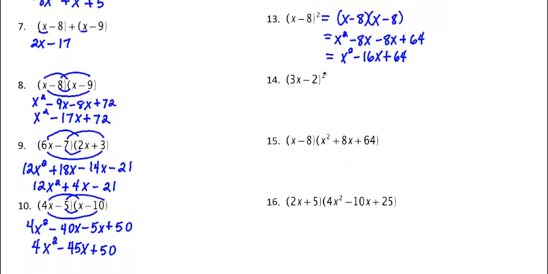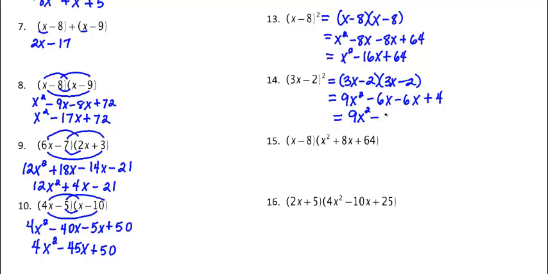3x minus 2 quantity squared, again, is the same base repeated, 3x minus 2 times itself. So 3x times 3x is 9x squared. 3x times negative 2 is negative 6x. Negative 2 times 3x is negative 6x. And negative 2 times negative 2 is plus 4. Simplifying, we get 9x squared minus 12x plus 4.